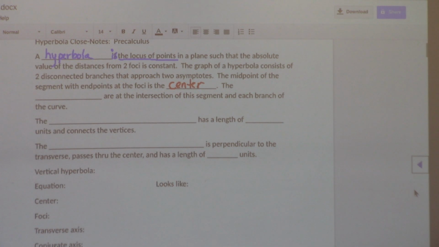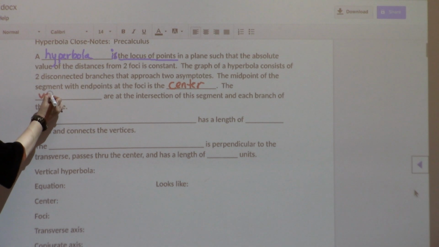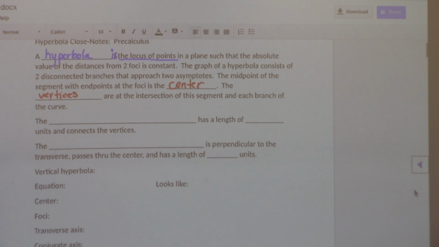The vertices are at the intersections of this segment and each branch of the curve. In other words, what is this point and what is this point called? Yes. Vertices. Vertex 1 and vertex 2. Here and here. Okay. Going through this guy right here, we have a line. All right? It's all symmetric, isn't it? Would you agree? Okay, so through this guy.